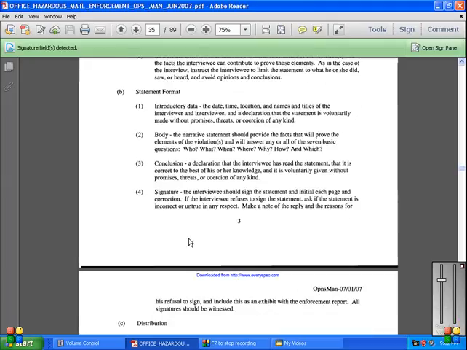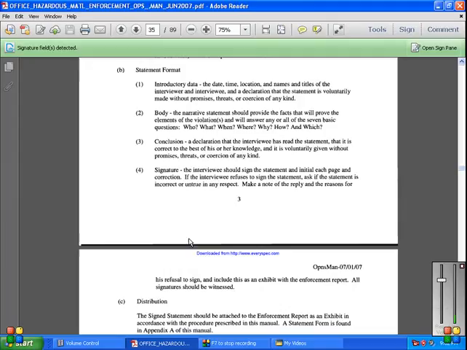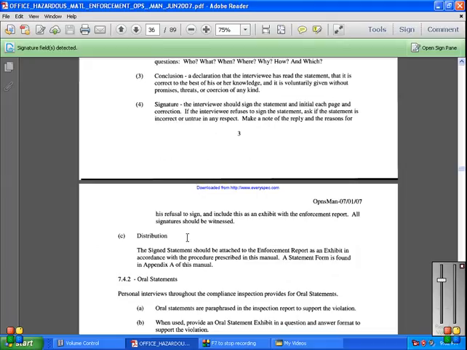Include this as an exhibit with the enforcement report. Also, signatures should be witnessed. Distribution: signed statements should be attached to the enforcement report as an exhibit in accordance with the procedure described in this manual. The statement form is in Appendix A of this manual.